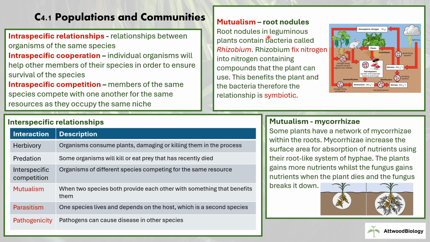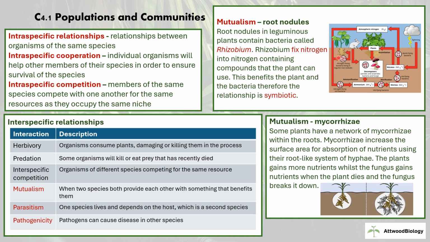Okay, we've got mutualism up here. So we're going to talk about root nodules. Now we're looking at this diagram of the nitrogen cycle just here. So we can see that this is a plant, and this is what we call a leguminous plant. So any plants essentially that grow beans.